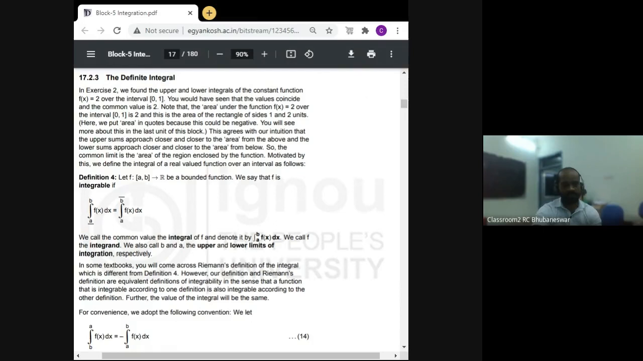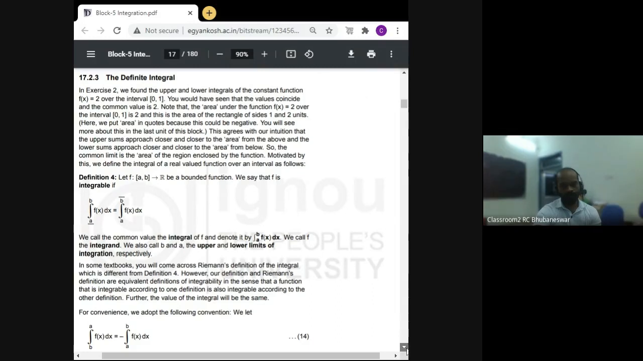So let us see. Again, in the same way, we take a function f defined over a closed interval [a, b] to R, that is a bounded function, and we say that f is integrable if the left hand side, that is the lower integral, equals the right hand side, that is the upper integral of the function. So if the lower integral and the upper integral of the function exist and are equal, then we can say that the function is integrable in the given interval [a, b].